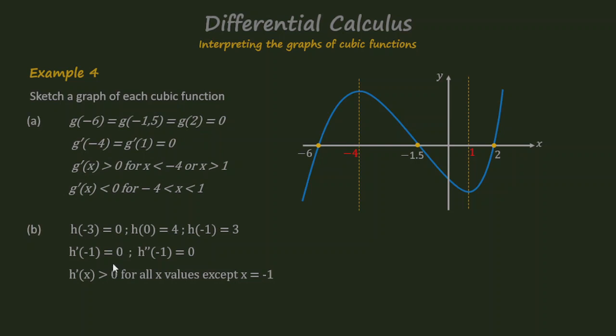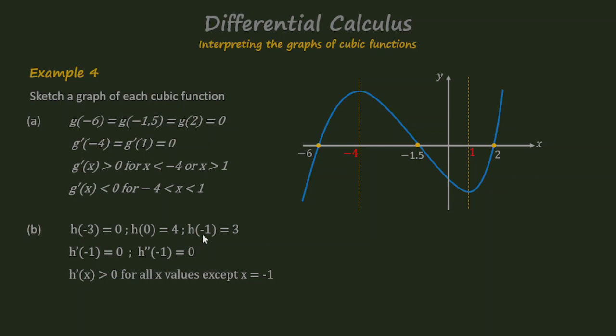Let's now go to h of x. In h of x, we are given that h of minus 3 is 0. Now that is the x-intercept. So when x is minus 3, y is 0. So our first x-intercept is minus 3. We are also told that h of 0 equals 4. So when x is 0, y equals 4. This is our y-intercept.